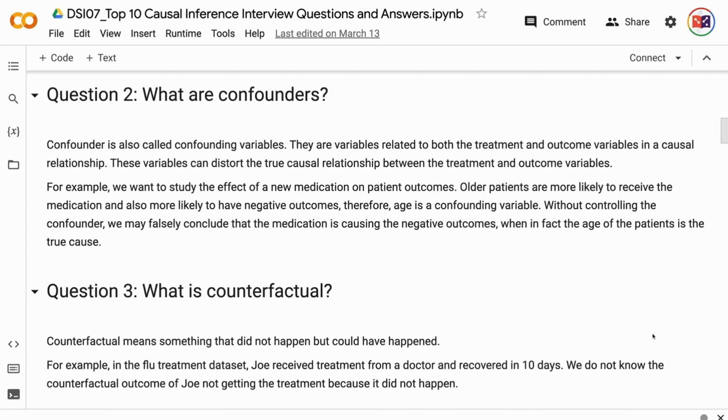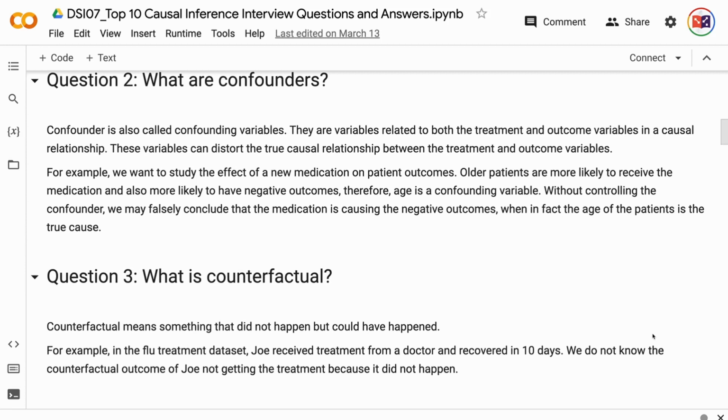For example, we want to study the effect of a new medication on patient outcomes. Older patients are more likely to receive the medication and also more likely to have negative outcomes. Therefore, age is a confounding variable. Without controlling the confounder, we may falsely conclude that the medication is causing the negative outcomes, when in fact the age of the patients is the true cause.